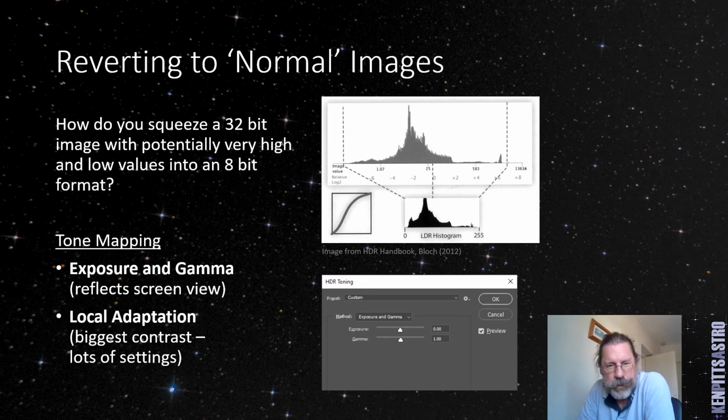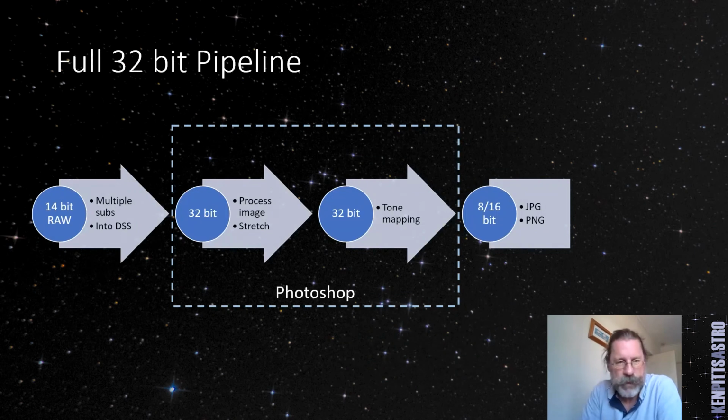Now I've just put up a little Photoshop dialog here because there's two key ways of doing that in Photoshop. I'm sure there are other ways in other software as well. Exposure and gamma is the one I use most, and basically that gives you the most accurate representation it can make of what you're actually seeing on the screen. But you also have local adaptation, and local adaptation can really help you to bring out some of the dimmest objects, but it's got a lot of settings and it's very difficult to tweak to make it look right, so it can be your friend or it can be your enemy. The point is once you've done that, then you can get to the point where you have a final image.